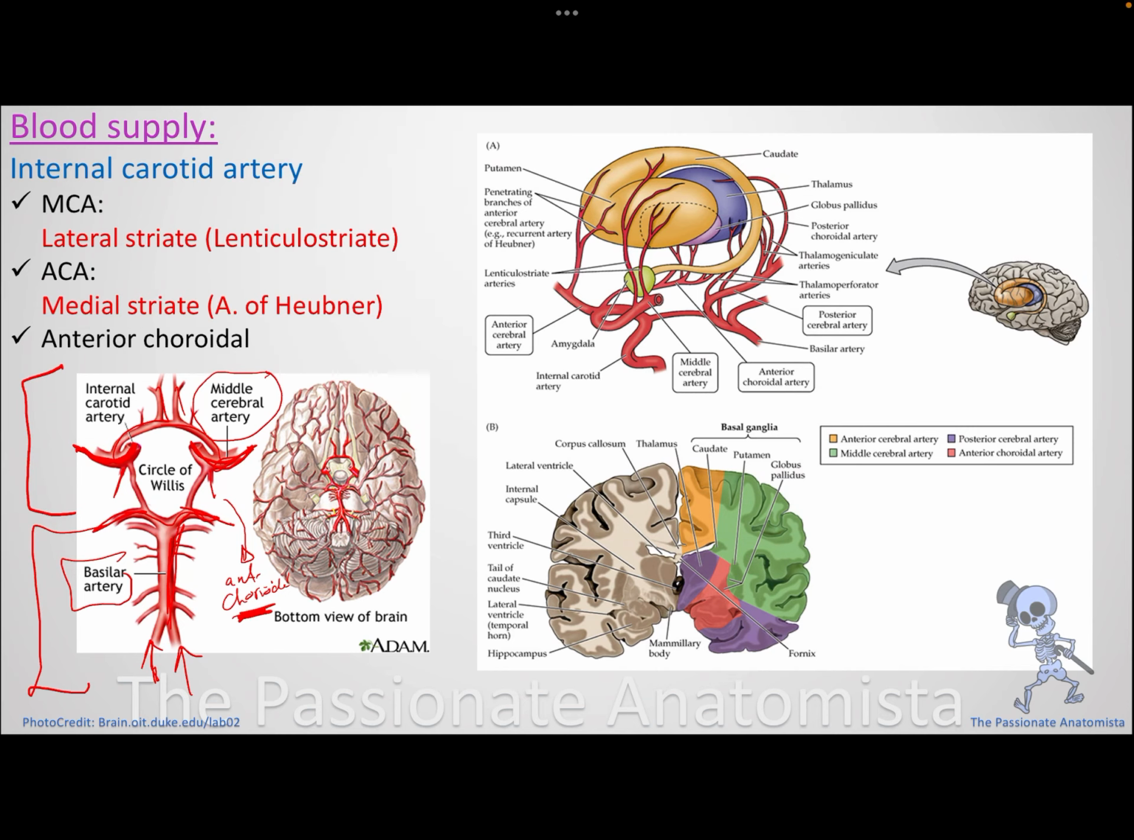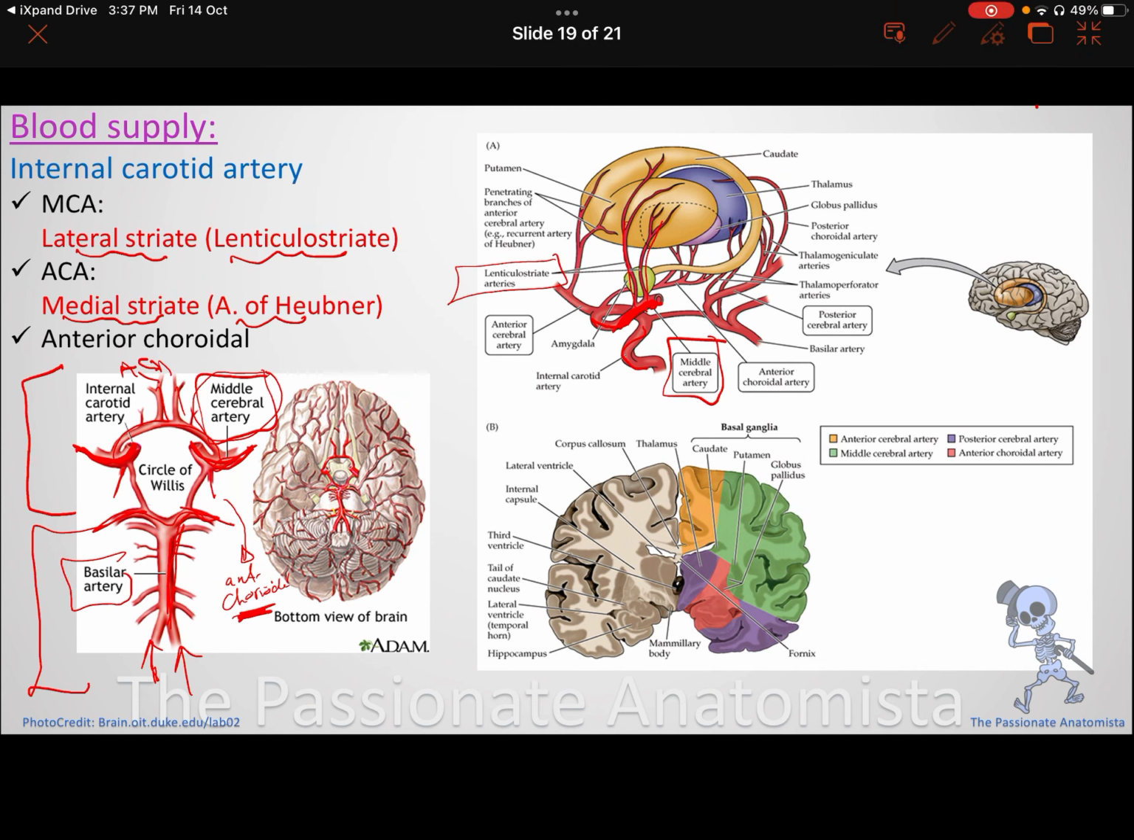Now, remember that when we explained previously the blood supply of the deep structures, we said that we have something called lateral striate or lenticular striate artery and medial striate or artery of Hübner. One of them is going to be by the middle cerebral artery, and one of them is going to be by the anterior cerebral artery. Okay, so if you look at the internal carotid artery, it gives you the middle cerebral artery. Middle cerebral artery will give you the lenticular striate. Major blood supply is coming from the lateral striate or lenticular striate. Most of the blood supply comes from the middle cerebral artery, the lenticular striate.